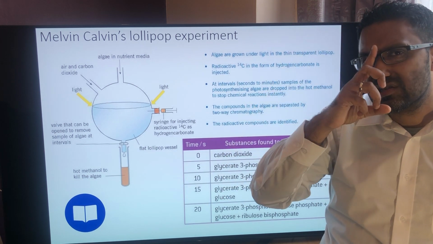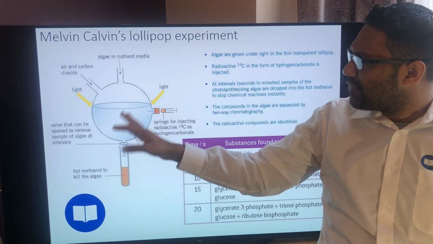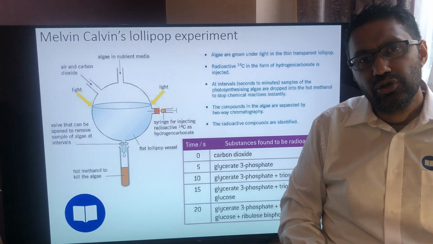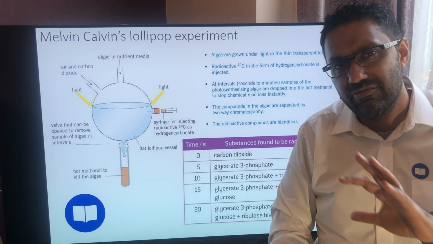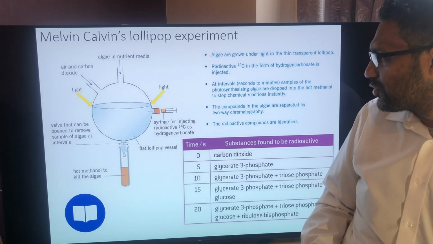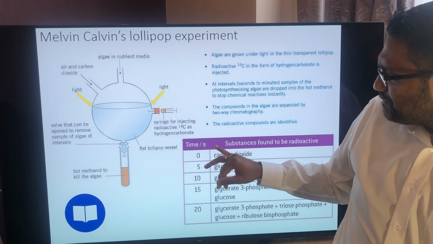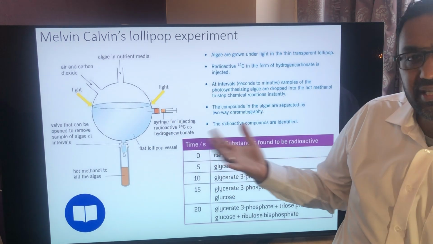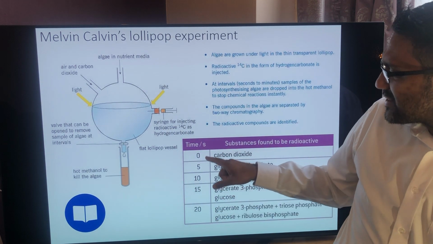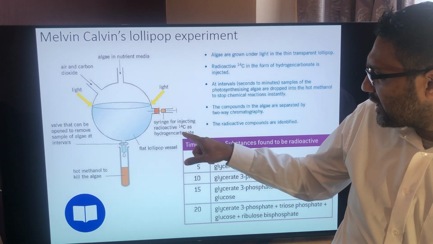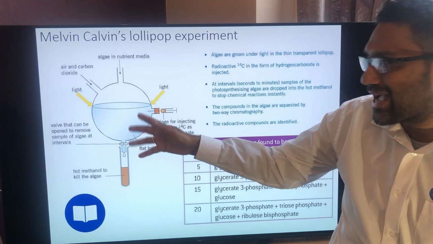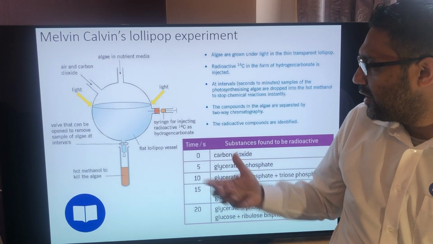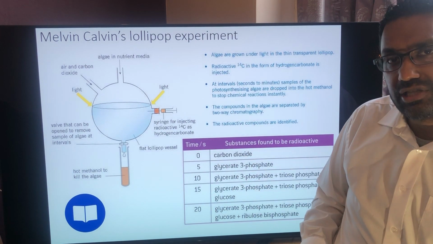And what they discovered is this. Photosynthesis is happening with normal carbon dioxide all the time, but you can't see where that carbon dioxide has gone. I can't test it, I can't visualize it. So by having the radioactive version, they can follow it and see what compound it was. At 0, it was carbon dioxide, because it hadn't been absorbed by the algae and hadn't been processed in photosynthesis.